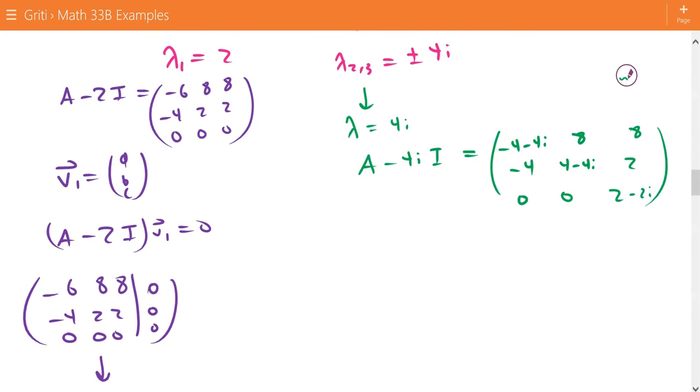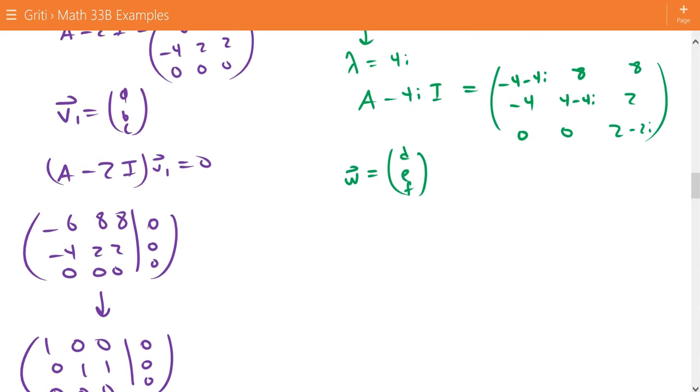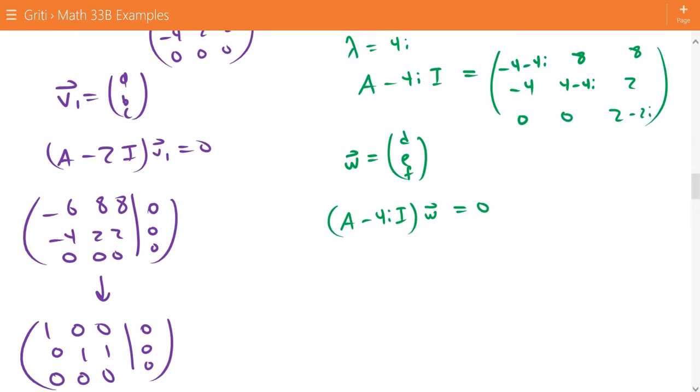And we want to find a complex eigenvector, w, and we'll say w has components d, e, f, and w is going to satisfy this equation. So this gives us the augmented matrix.